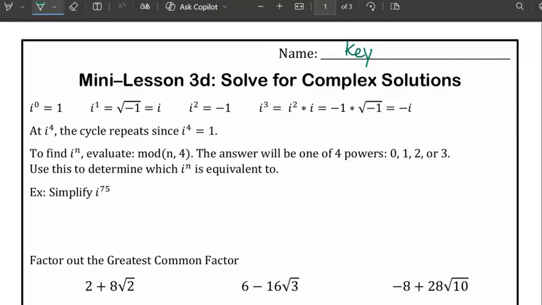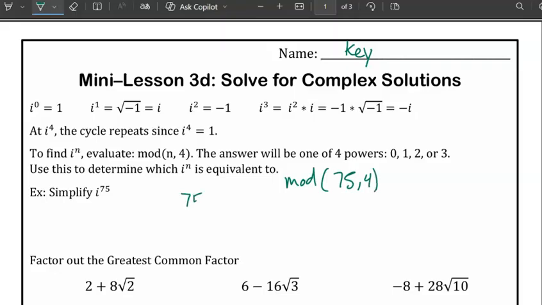When it says mod of a number, comma 4, it just means that you're going to find the remainder. We do 75 divided by 4. 4 goes into 7 one time. 1 times 4 is 4. Subtract, you get 3. Break down the 5. 4 goes into 35 8 times. 8 times 4 is 32. You get a remainder of 3.